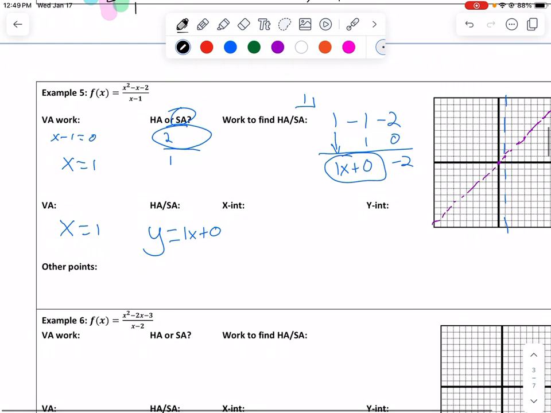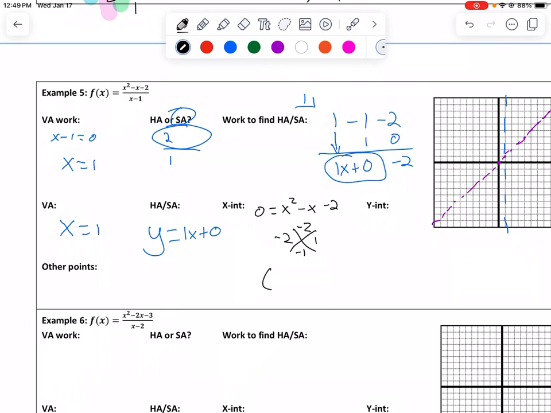Okay, x-intercept is when we set it equal to 0, and we really just do the numerator. So I have 0 equals x squared minus x minus 2. This is a factoring problem. So -2 and 1. I'm going to shortcut this, but it ends up being x minus 2, x plus 1 equals 0. And when we solve that, x equals 2 and x equals -1.